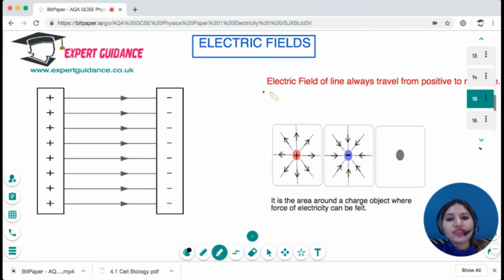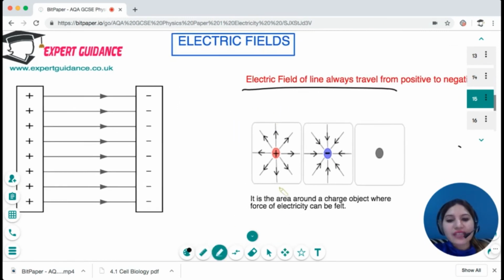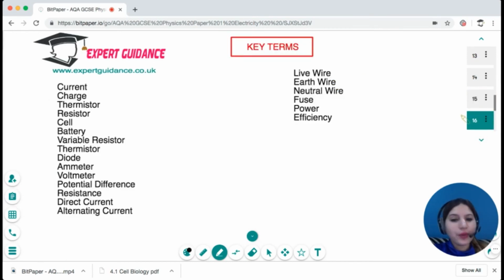Now, an electric field is a line which always travels from positive to negative. Across any charged object, there is a certain area where you can feel the force of the electricity, and that is known as an electric field. You should be able to draw these field lines. If there's a positive charge, they'll be directing away from the positive and towards the negative, and they always flow from positive to negative. Okay, I hope this topic is clear to you.